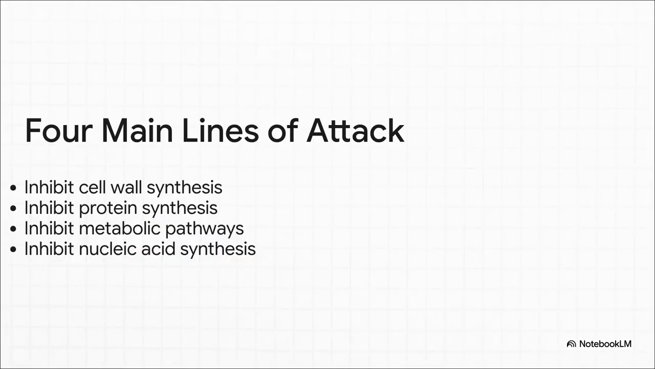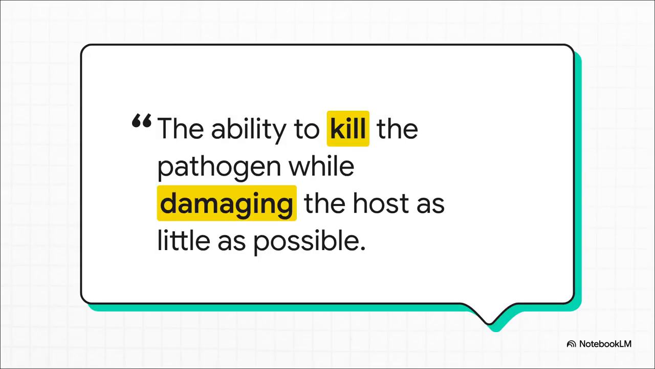Well, they've basically got four main lines of attack. It's kind of like sabotaging an enemy factory. You can break down their defenses by messing with their cell wall. You can jam up their production lines by stopping protein synthesis. You could cut off their power supply by blocking metabolic pathways, or you could even scramble their blueprints by inhibiting nucleic acid synthesis. But all of this, all of it, hangs on one golden rule: selective toxicity.